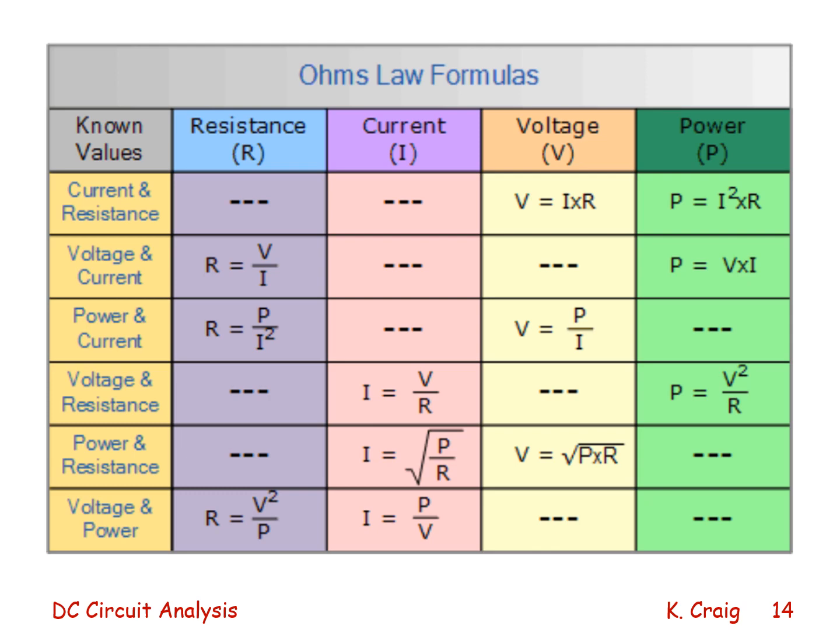This is a table that shows Ohm's law formulas. It relates resistance, current, voltage, and power once known values are given. It's a useful table that is derived from our basic formulas.